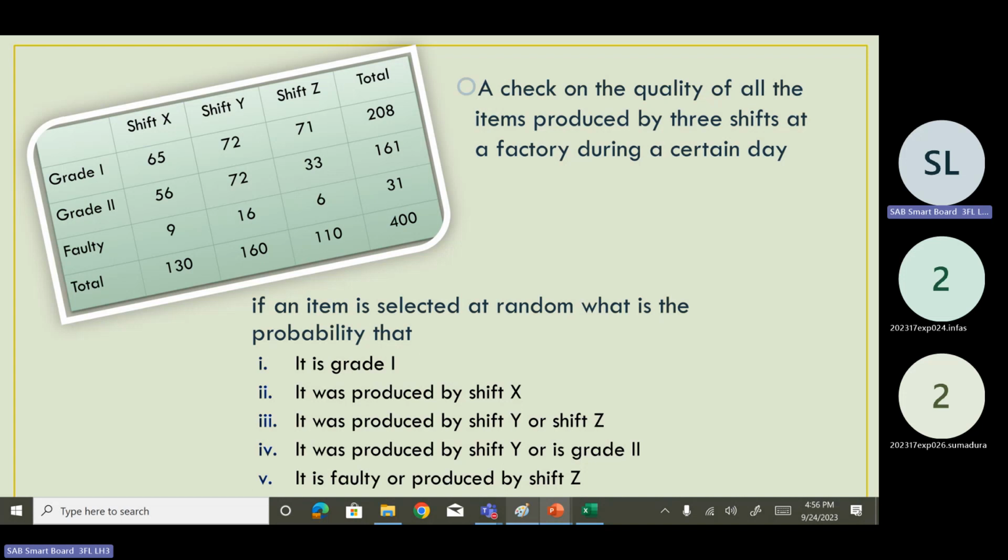In the columns, they are talking about the shift from which the production is done: shift X, shift Y, shift Z. And in the rows, they talk about the quality of the item: grade one, grade two, faulty. Since there are three columns and three rows, there can be six possible events, three from the columns and three from the rows. So first we identify them, after that we can go to the questions. Shift X, shift Y, shift Z are talking about which shift the production is done in.